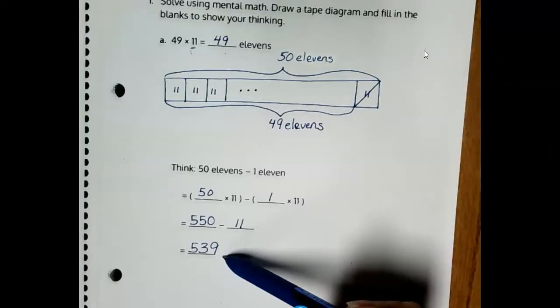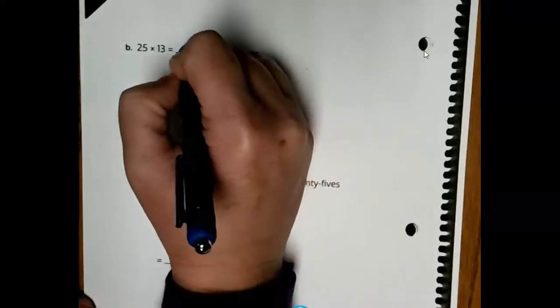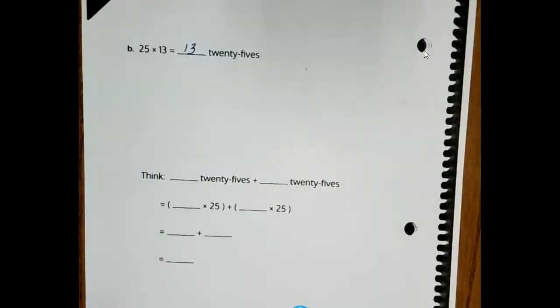Let's try another one together. We're going to follow the same steps for this problem as we did for the last one. 25 times 13. That tells us there are how many 25s? Right, there are 13 25s. Now we need to draw a tape diagram or model to show our thinking. Pause here, and when you have yours drawn, continue on.